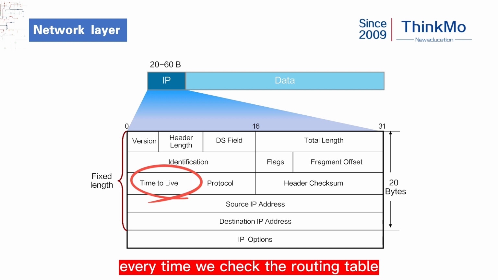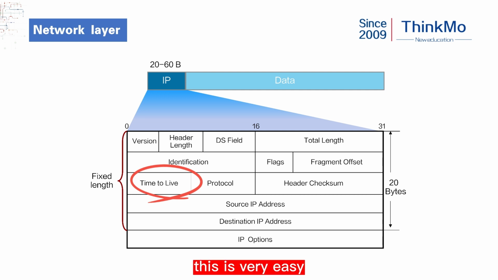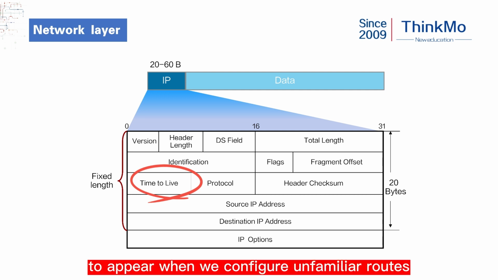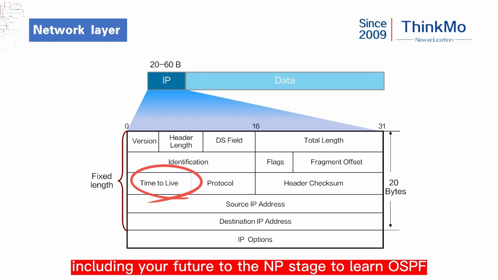Every time we check the routing table, it turns out that the data is always going to the right. This is very easy to appear when we configure unfamiliar routes. Including when you go to the NP stage to learn OSPF, the loop problem is a very difficult problem to solve.